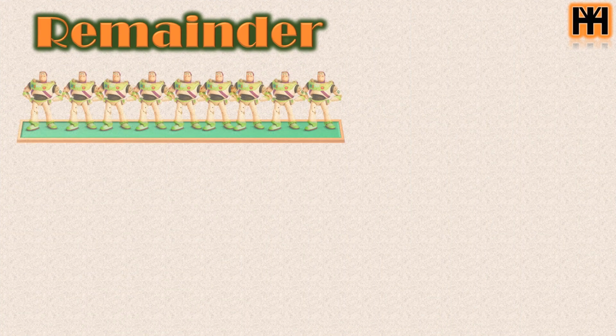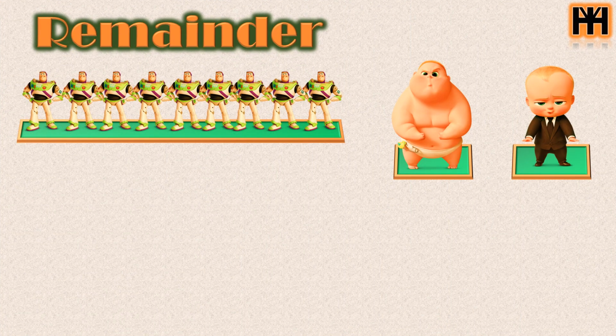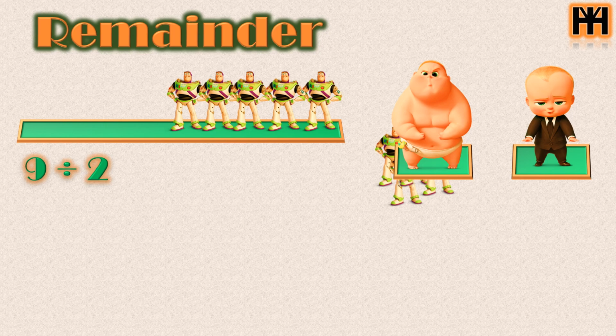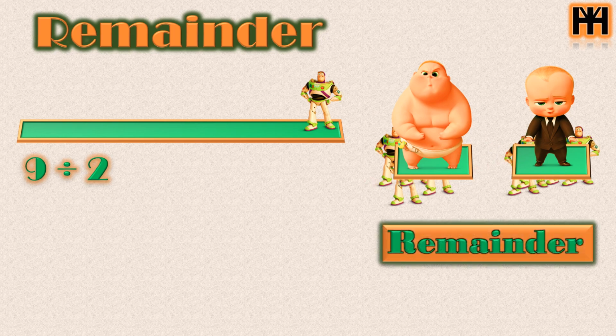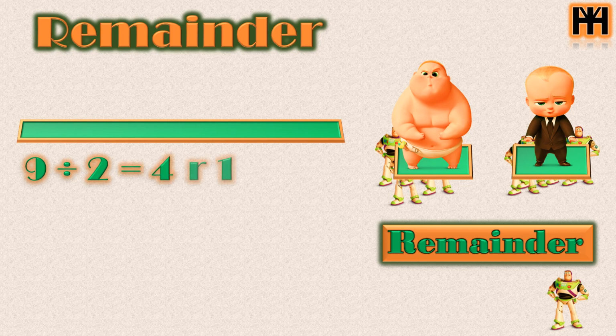Okay, the remainder. Remember, when we have only 9 toys and we want to distribute them among 2 babies, you will give this one 4 and this one 4, but this one here will remain. We can't give it to any one of them because now one will get 5 and the other will only have 4 toys. So this one will be a remainder. So the answer will be 4 and the remainder will be 1.